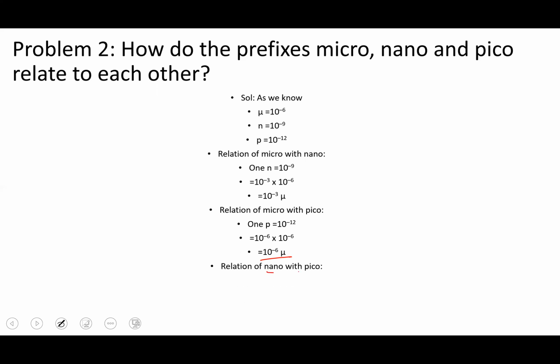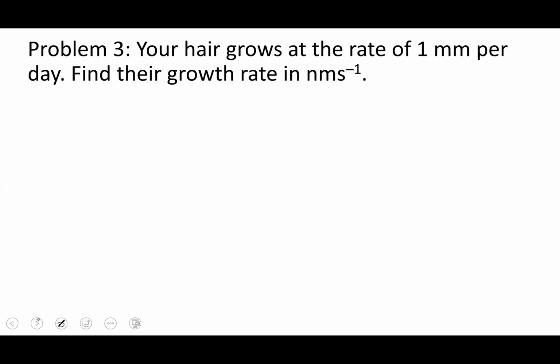And in the case of nano with pico, what do we do? Pico is equal to 10 to the power minus 12. We break it into two parts, 10 to the power minus 3 and 10 to the power minus 9. As you know, 10 to the power minus 9 is nano. So we put 10 to the power minus 3 nano. So 10 to the power minus 3 nano is equal to 1 pico. So this is the relationship between micro, nano, and pico with each other.